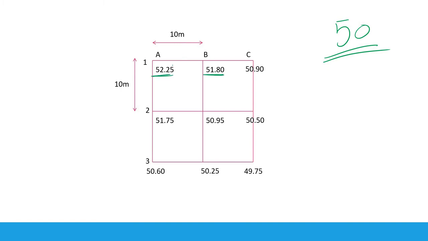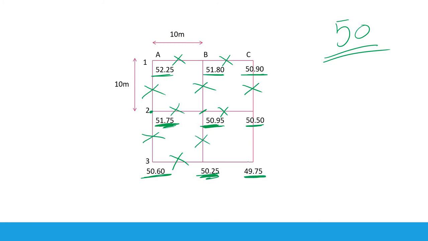Between 51 and 52 we don't have 50. 50.9, it's more than 50. When we go to 51.8, we don't have 50. And here from 50.5 to 50.9, we don't have 50. From 50.9 to 51.8, we don't have it here as well. Now between A2 and A1, we don't have 50 as well. From 50.9 to 51.7, we don't have 50. From 50.6 to 51.7, we don't have 50. From 50.2 to 50.6, also we don't have. From 50.2 to 50.9, we don't have. From 49.7 to 50.5, we have.